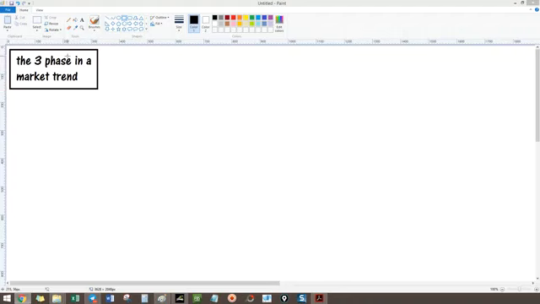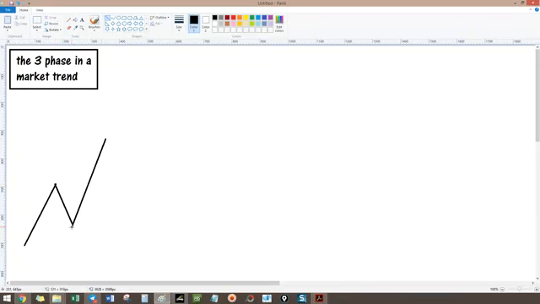Okay, so there's three phases in a market trend. Before this, you already learned that price moving like this: high, low, higher high, higher low, higher high, higher low. So you know market move like this. But in this topic, we will be focusing on the three phases.